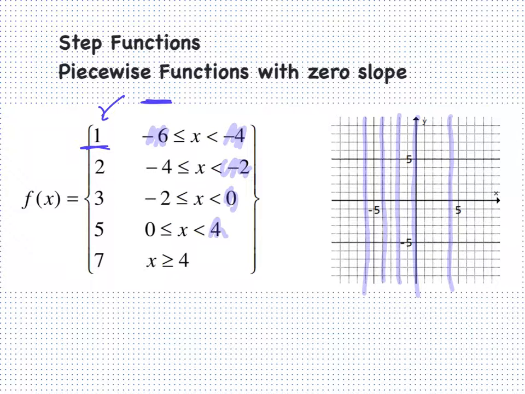So this first one, y = 1, I'm going to be right here, and I need a closed circle over here, open circle over here. For the next one, y = 2, I'm going to go up a step, again, closed circle, open circle. For 3, I go up a step, closed, open, so on and so forth. And then for the last one, it jumps up to y = 7 and goes out to infinity because there is no second boundary on that one.